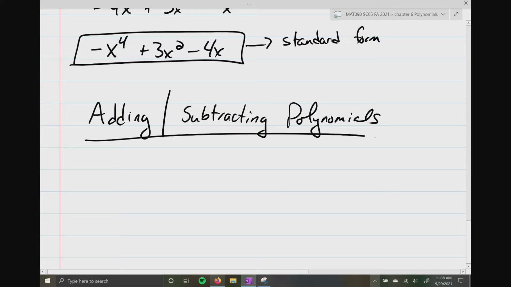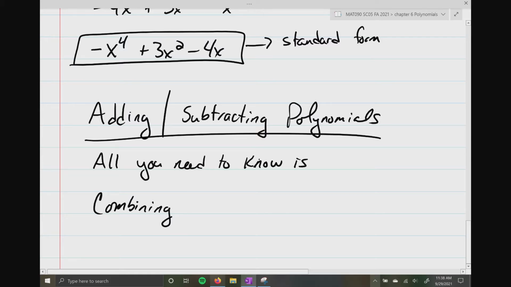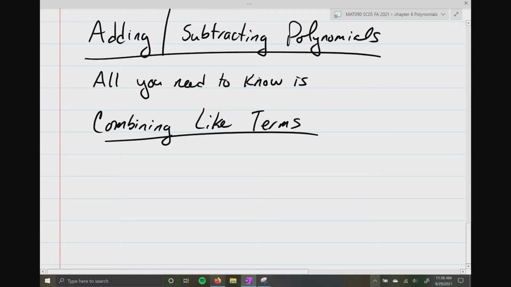And the reason why I say you already know how to do it is because all you need to know is combining like terms. That's it. And how do we combine like terms?